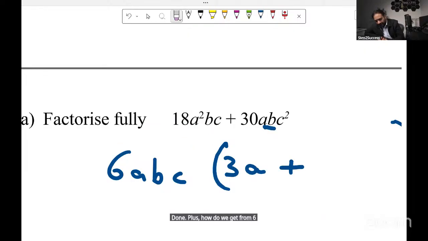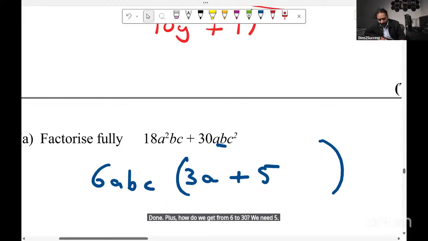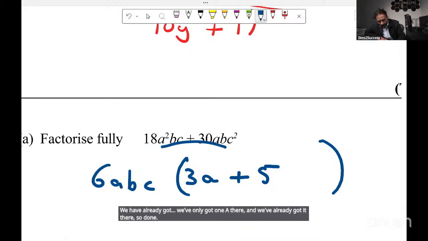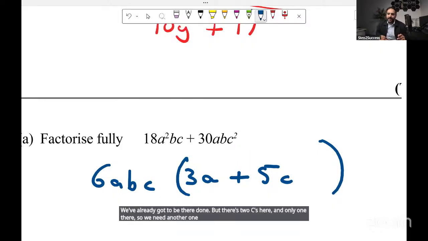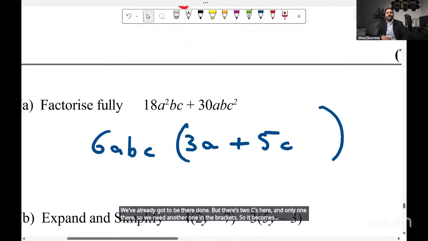30? We need a 5 times it by. We've only got one A there and we've already got it there, so done. We've already got a B there, done. But there's two C's here and only one there, so we need another one in the brackets. So it becomes 6A, B, C, 3A plus 5C.